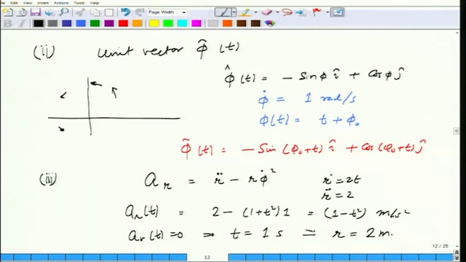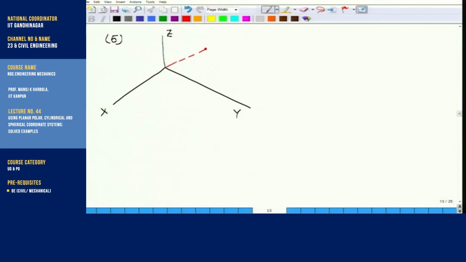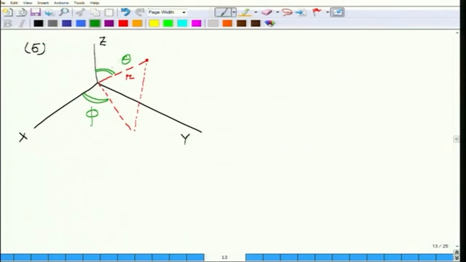Finally, let me do one problem in spherical polar coordinates. If you recall from the lecture, what are these? This is x, y and z. So if I am given a point, spherical polar coordinates give me the distance r from the origin, then the position of this vector from the z-axis is specified by giving an angle theta, and the position in the xy plane of this point is given by this angle phi.